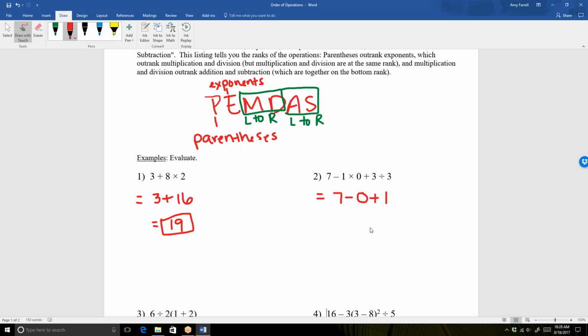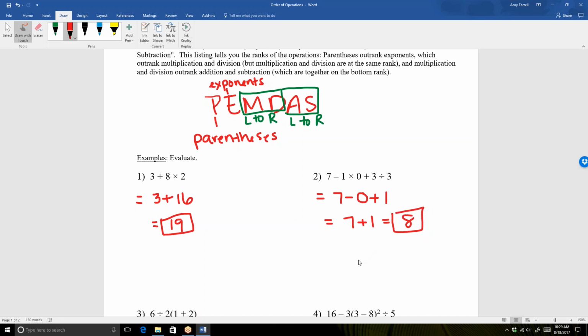So 7 minus 0 plus 1 is what I get when I perform the multiplication and division from left to right. Now we're going to perform the addition and subtraction from left to right. We're going to subtract first here. 7 minus 0 is 7. And then at the end here, we'll add 1. So the correct answer is 8.